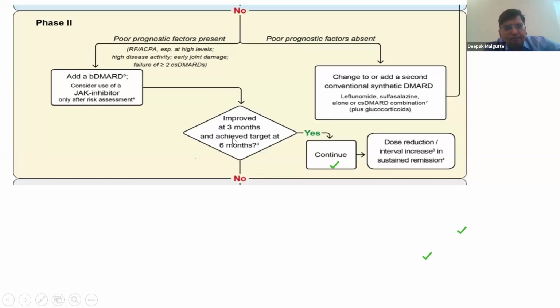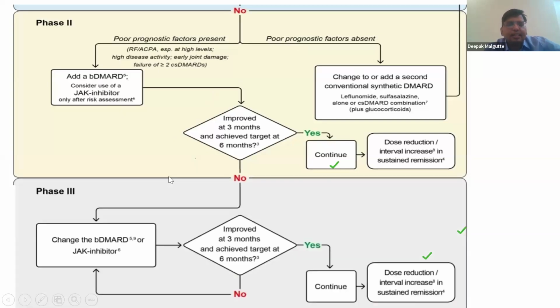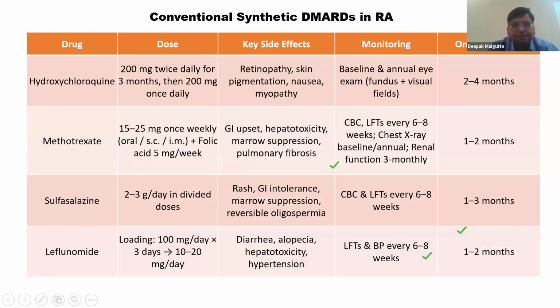And then again, we look for our targets in 3 and 6 months, whether we are achieving it or not. If we are achieving, then we should try to maintain a sustained remission. But if we are still failing, even despite using either biological or JAK inhibitor, then we should consider either changing the biological therapy from one class to another, or changing from biological therapy to the JAK inhibitor, or vice versa. And still we should monitor to achieve our targets, and if the target is achieved, then we should continue to maintain a sustained remission in this patient.